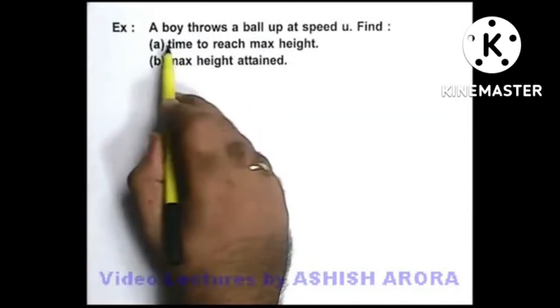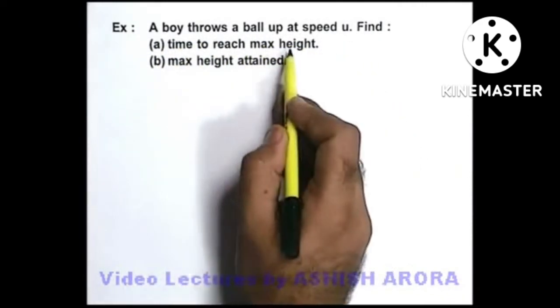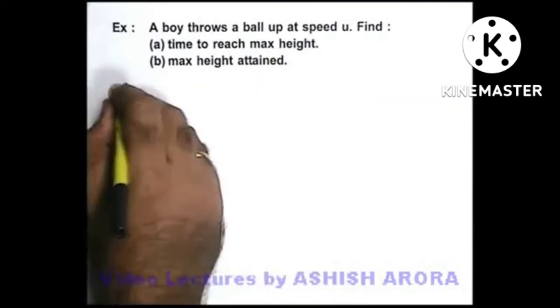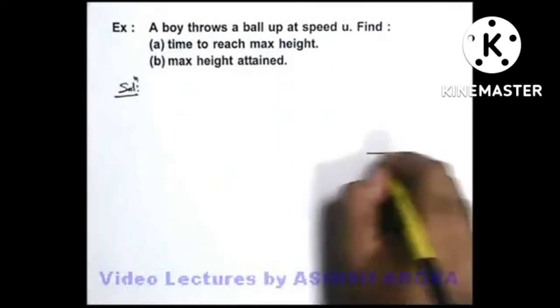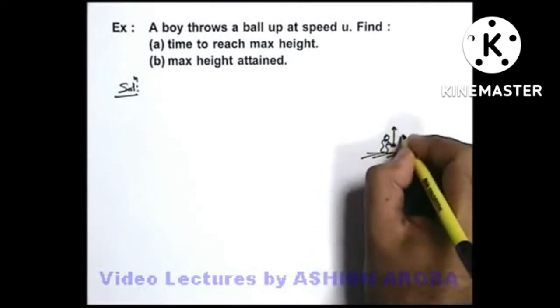In this example, we are given that a boy throws a ball up at a speed u, and we are required to find the time to reach its maximum height and the maximum height attained. So if we draw the physical situation in the question, we can state on ground there is a boy who throws a ball in upward direction at a speed u.